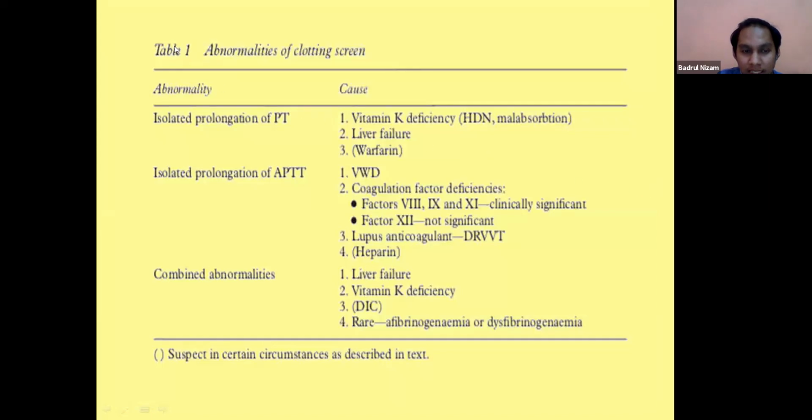Okay, so this is the abnormality in the clotting screening, with the specific etiology, such as isolated prolongation of prothrombin time, which can be caused by vitamin K deficiency, liver failure, some drugs, and isolated prolongation of APTT in von Willebrand disease, coagulation factor deficiencies such as hemophilia, or a combined abnormality, both prolonged, in the case of liver failure, vitamin K deficiency, DIC, and so on.